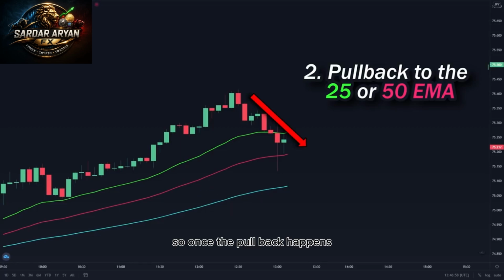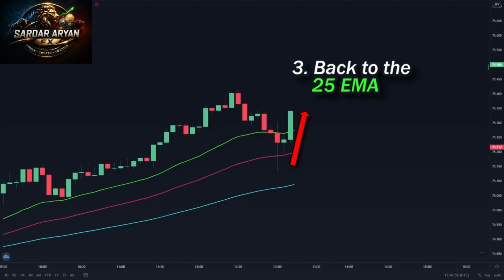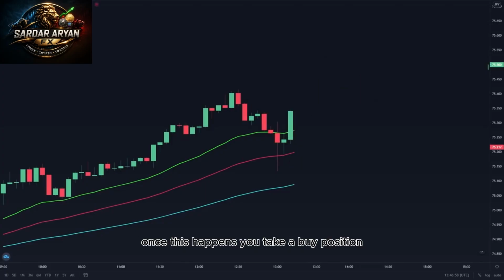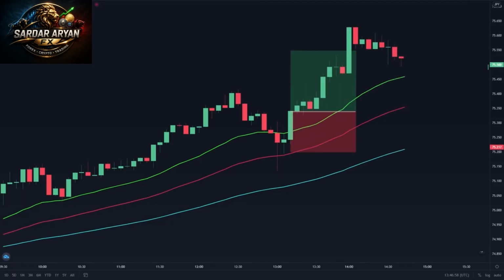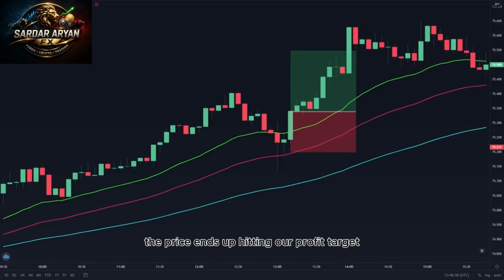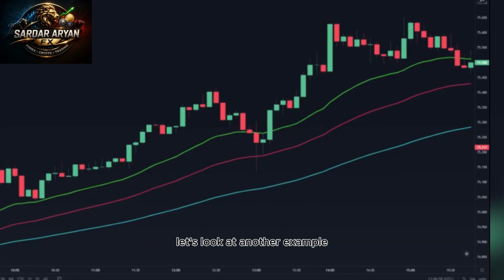So, once the pullback happens, the next step is to wait for the price to reverse back up to the 25 EMA. Once this happens, you take a buy position. Next, we set up our profit target and stop loss here. And as you can see, the price ends up hitting our profit target, so this counts as a successful trade. Let's look at another example.